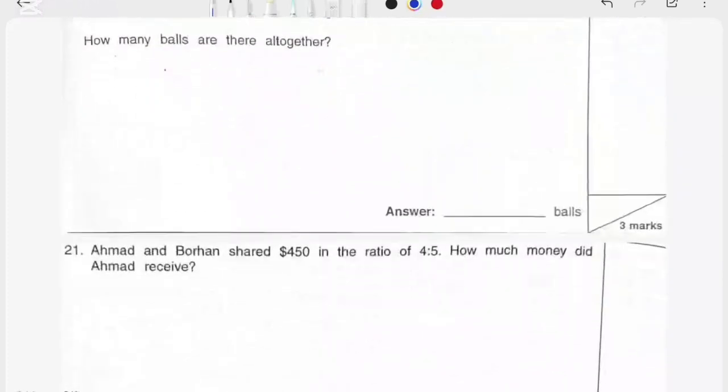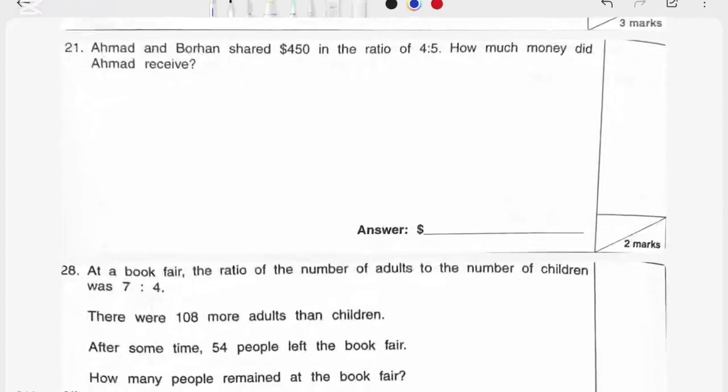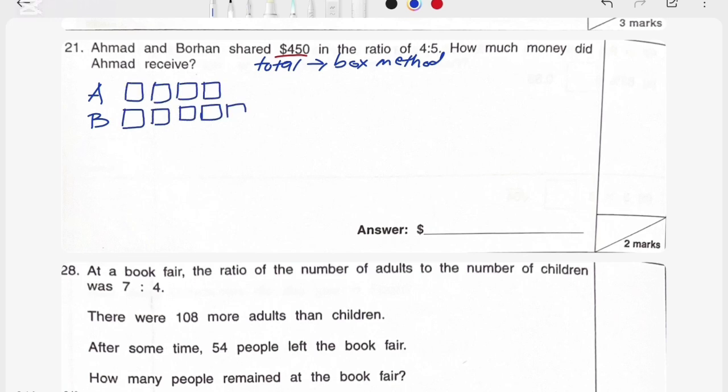Let's look at another word problem where the total is given. Ahmad and Borhan shared $450 in the ratio of 4 to 5. $450 is the total. Since the total is given, we use the box method. A for Ahmad and B for Borhan. Ahmad has 4 boxes and Borhan has 5 boxes. Let's draw them. So the total for these boxes is equal to $450. 1, 2, 3, 4, 5, 6, 7, 8, 9 boxes is equal to $450. Our goal is to find one box.